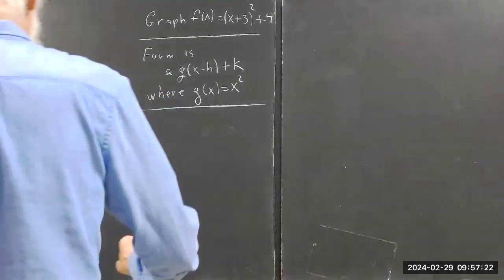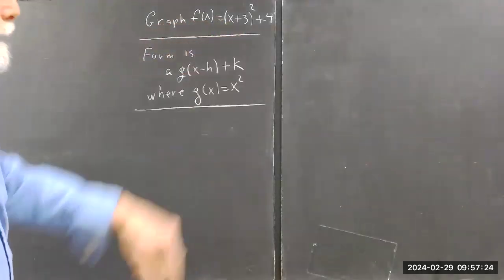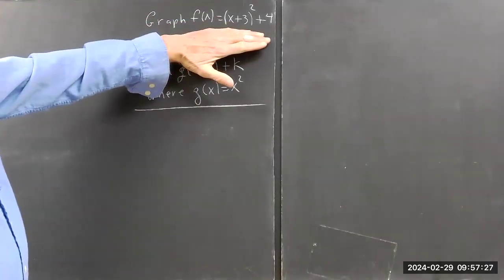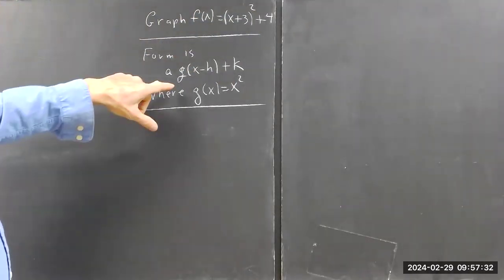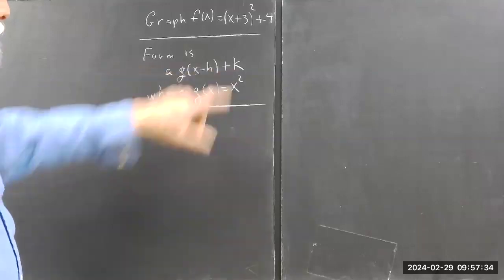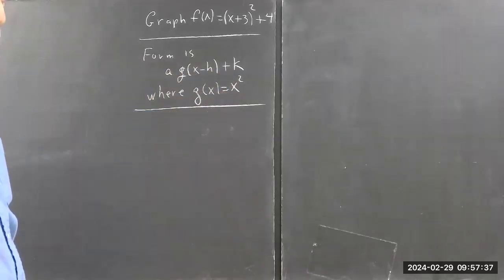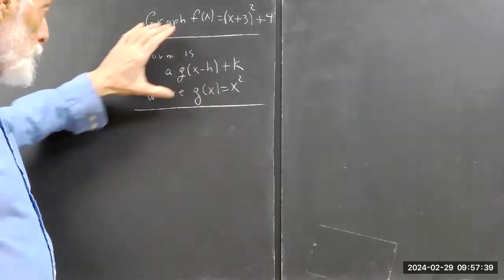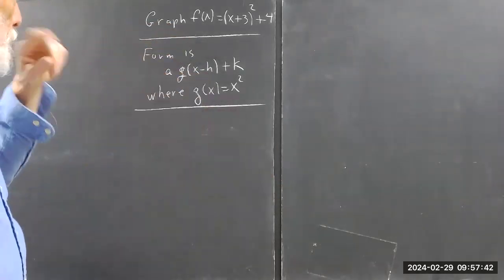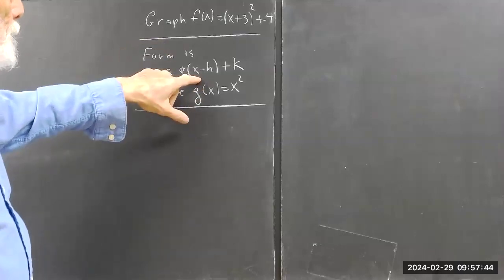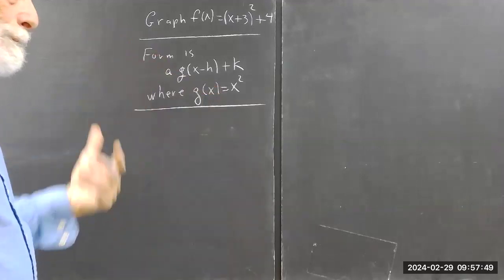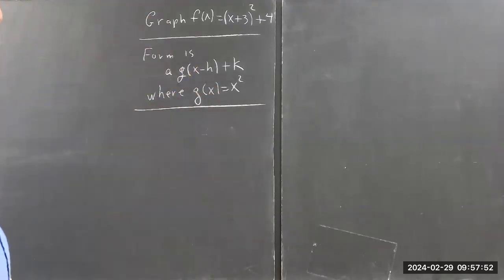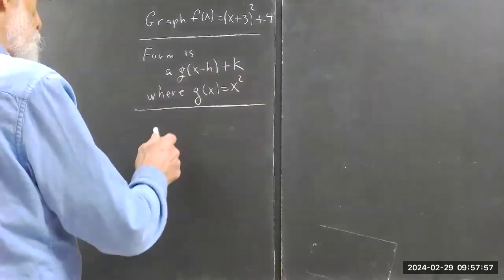Okay, so take this first quiz problem. I'm going to graph this function, right? Now we identify that this has the form a g of x minus h plus k, where g of x equals x squared. Okay? We spent a lot of time understanding why this is. If you substitute x minus h for x, you're going to get x minus h squared. You're going to have number a in front and number k right at the end.